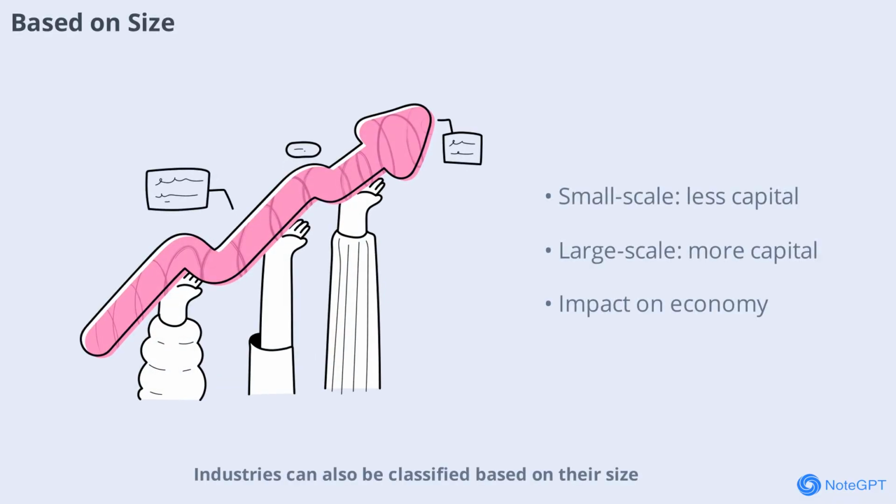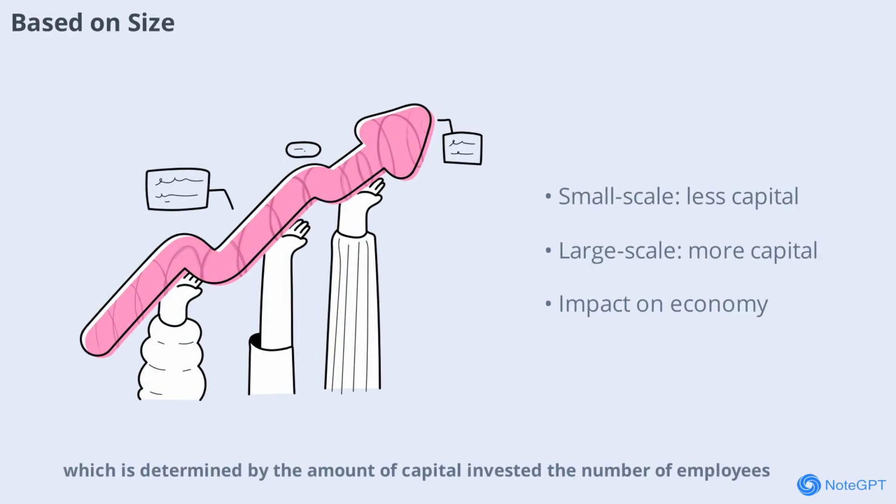Industries can also be classified based on their size, which is determined by the amount of capital invested, the number of employees, and the volume of production. Small-scale industries typically have lower investment and fewer employees, while large-scale industries involve significant capital and a large workforce. This classification helps in understanding the scale of operations and their impact on the economy.